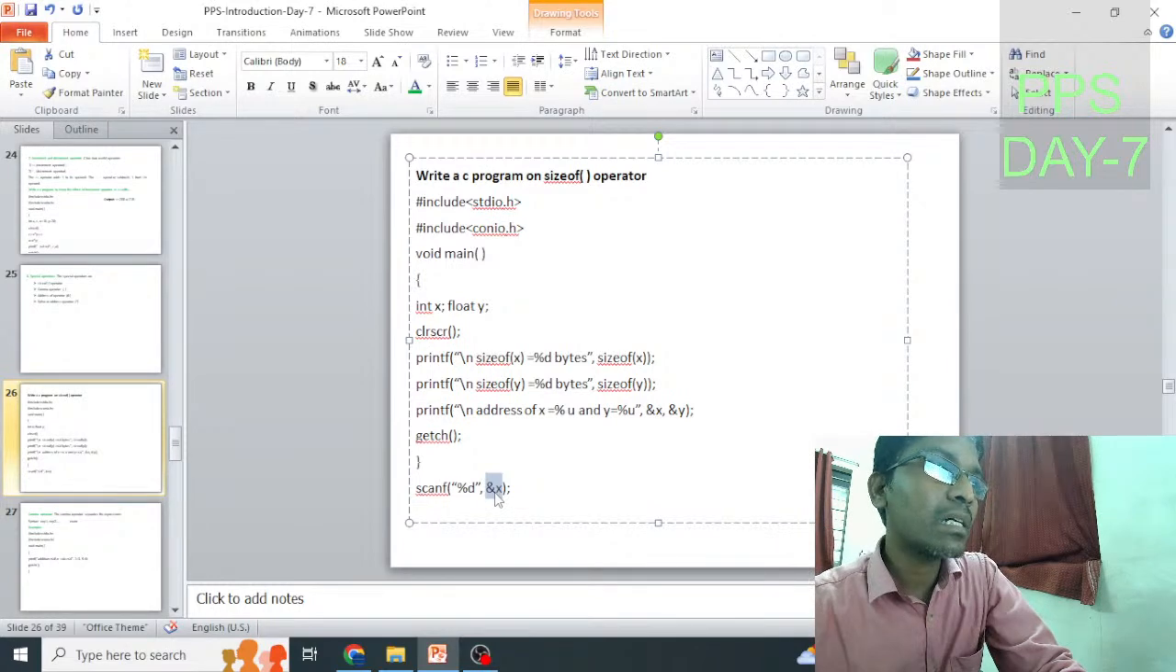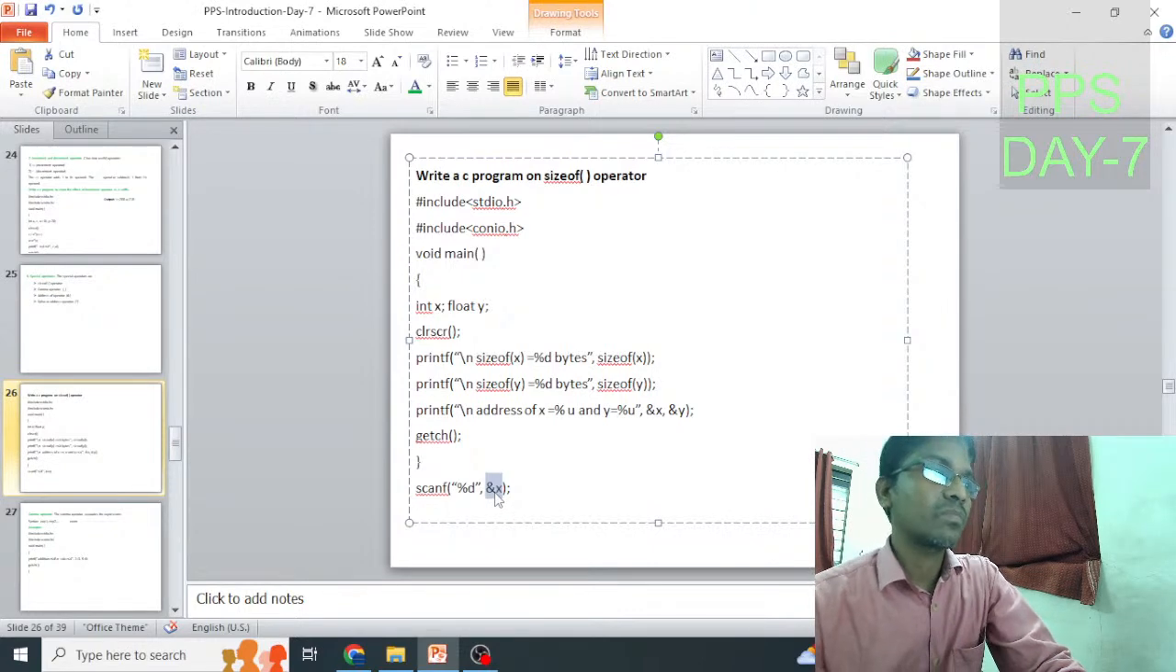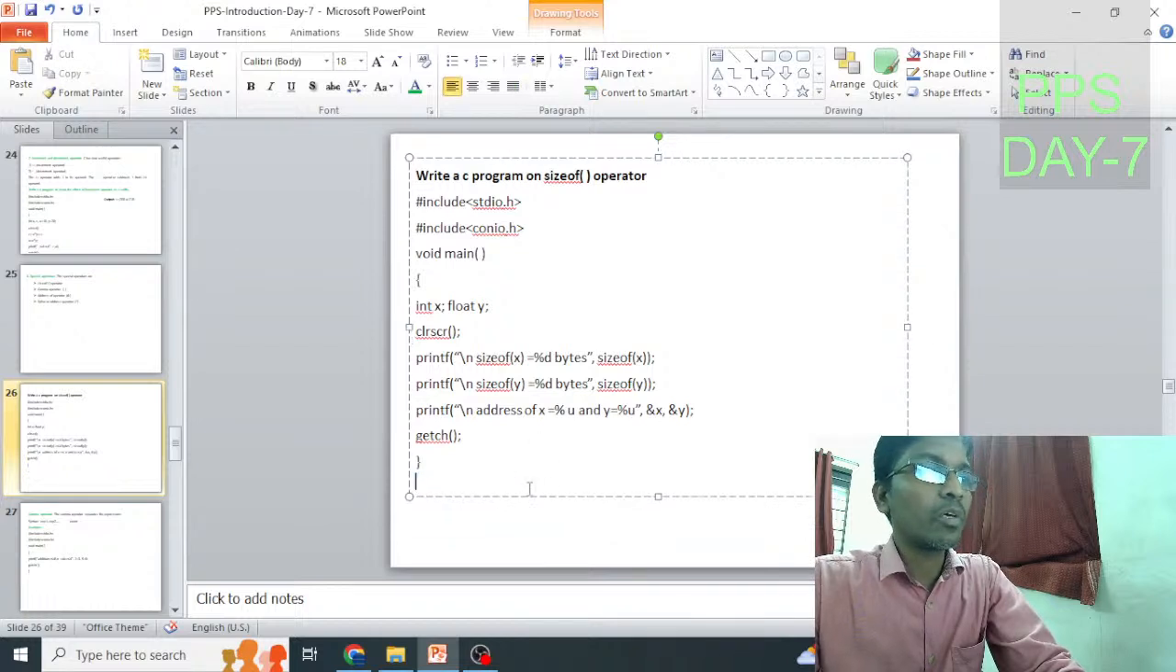That entire concept you have to discuss under the pointers concepts. At the time of discussing pointers, I will explain once again what the star operator is and what the address operator is. I will explain in the concept of pointers.